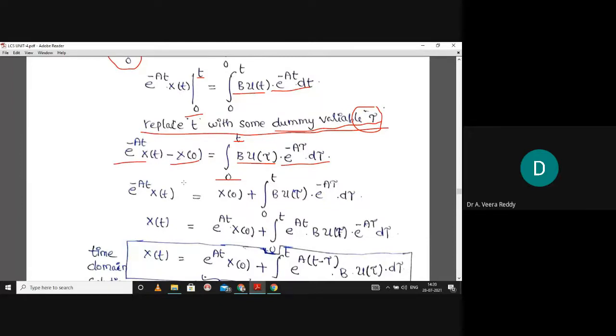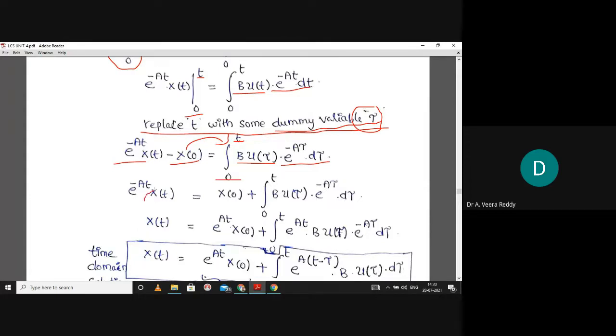Isn't it? So other than that, there is no reason. Here, just to show the difference only. So therefore, we can bring this x of 0 to this side. So therefore, e power minus At x of t equals x of 0 plus integral 0 to t Bu of tau e power minus A tau d tau.